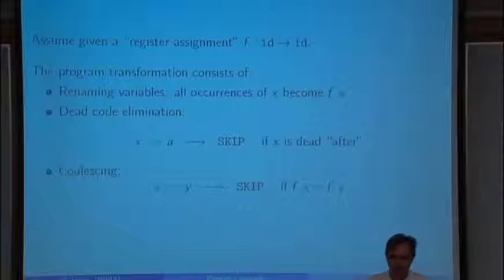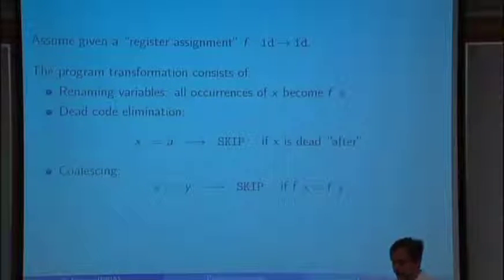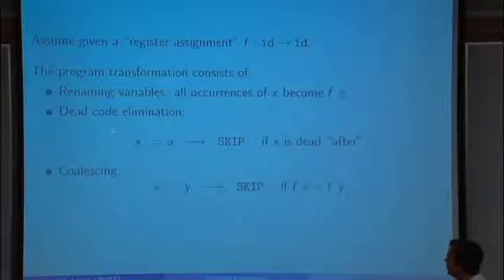All right. So renaming. So assume we've found a register assignment. So basically, a function from identifiers to identifiers. That is the candidate register allocation. So the program transformation consists of renaming variables. So all occurrences of x become f of x. Then, as yesterday, we'll do dead code elimination. So if x is dead after this assignment, then we remove the assignment. And there's one more optimization that we can do now.